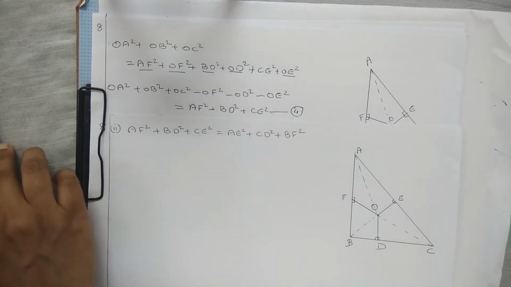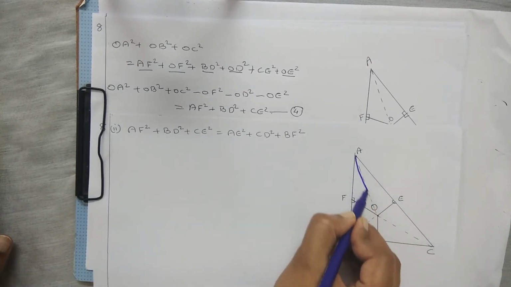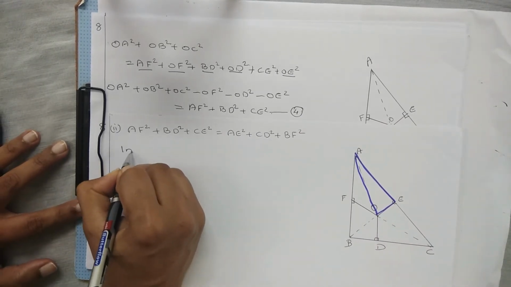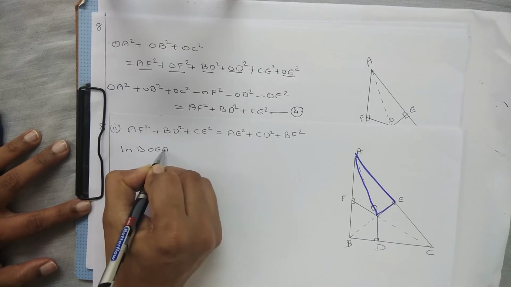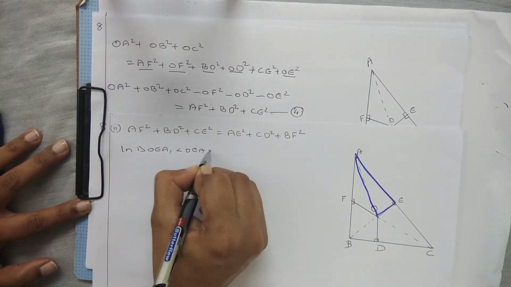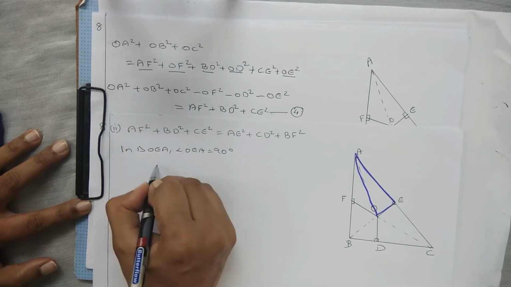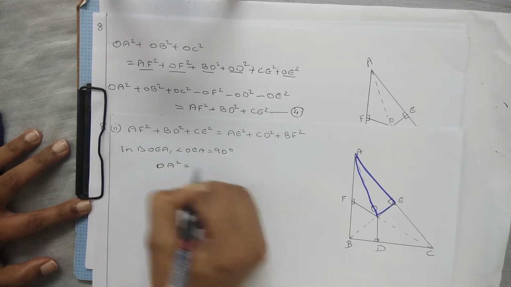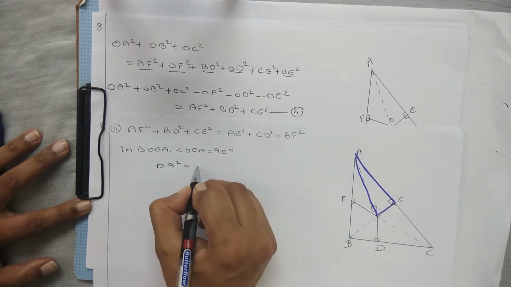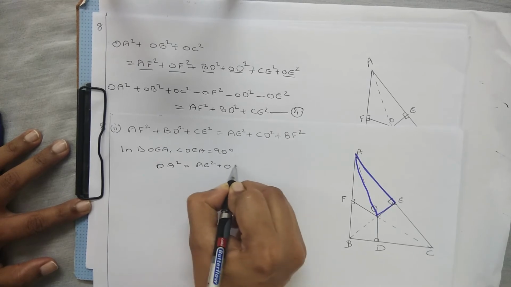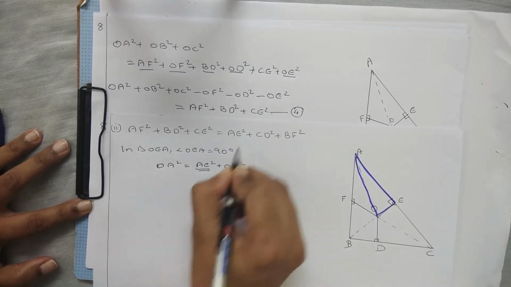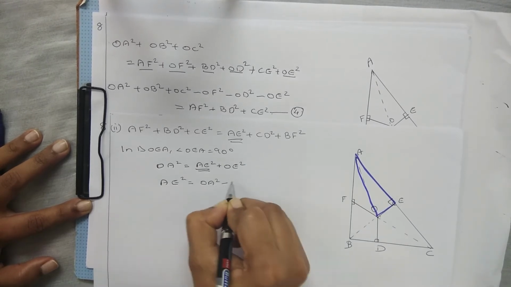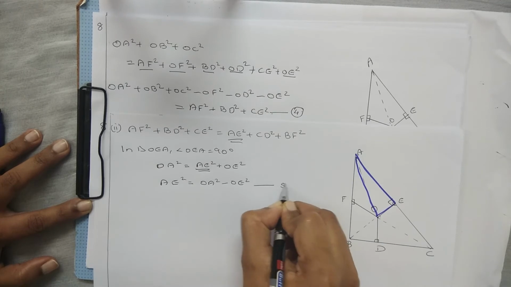AE, this is the triangle side, it is OAB. So OAB, that is OEA. In triangle OEA, angle OEA is equal to 90 degree. Therefore, this is the 90 degree angle. So OA square is equal to AE square plus OE square. But we need to get AE square here, right? So I am writing here AE square is equal to OA square minus OE square. Put that equation number 5.